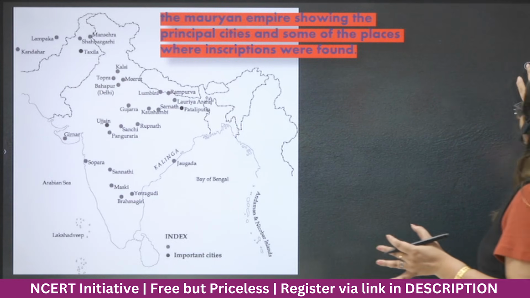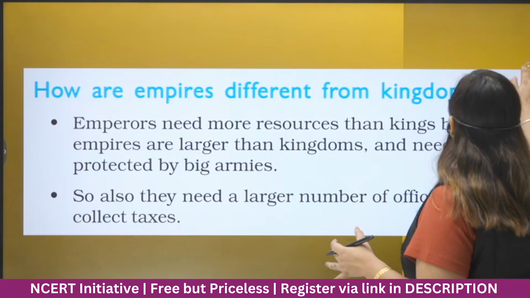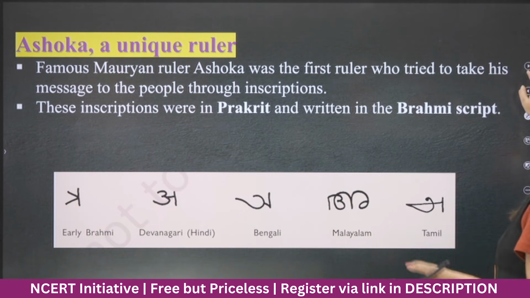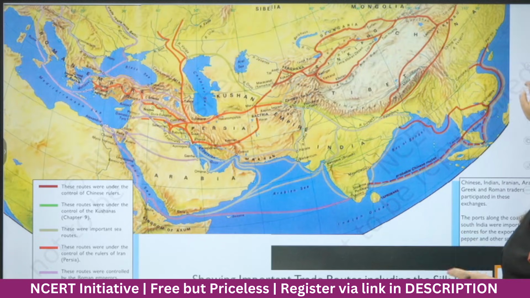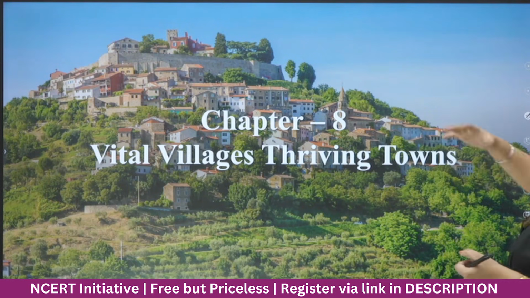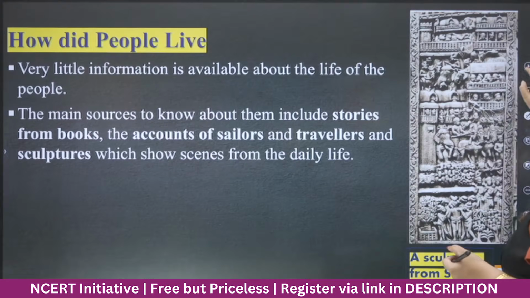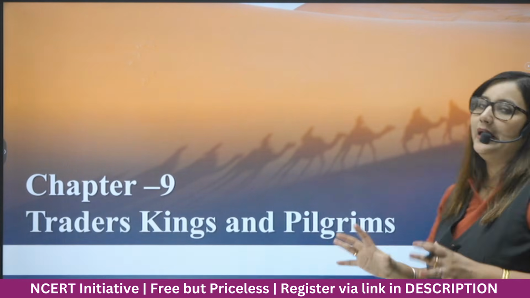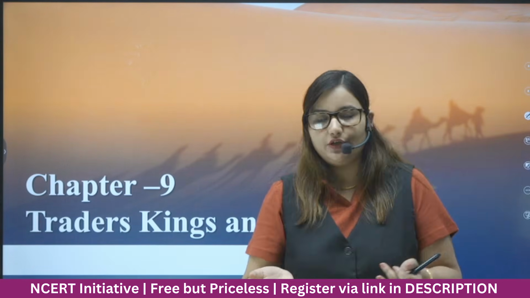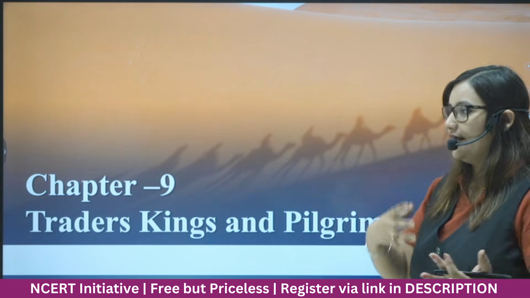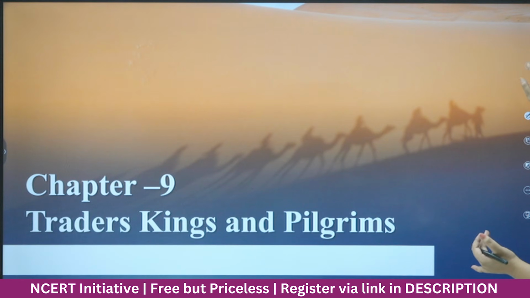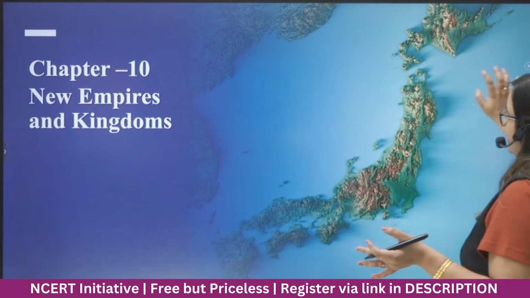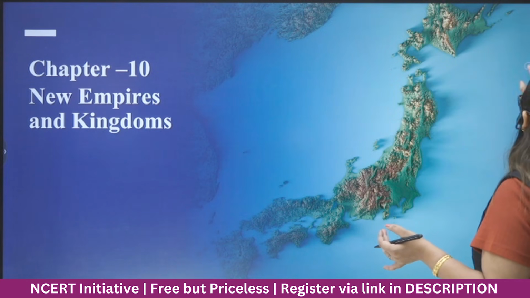They will be discussing the Ashokan time, the development of a mighty empire, and the architectural development, the Brahmi Lipi, why they used to have the Brahmi script. Then the 8th chapter is about Vital Villages, Thriving Towns, how people used to live. Like this, I have compiled everything. As this is the first session, I just need to tell you what exactly is going to be there. Traders, Kings and Pilgrims, this chapter will deal with the traders and all. Then the 10th chapter is about New Empires and Kingdoms.